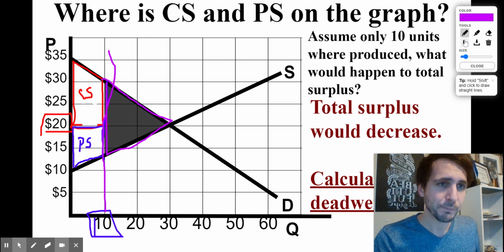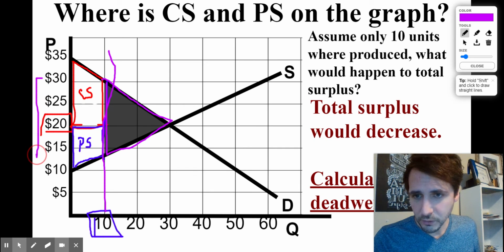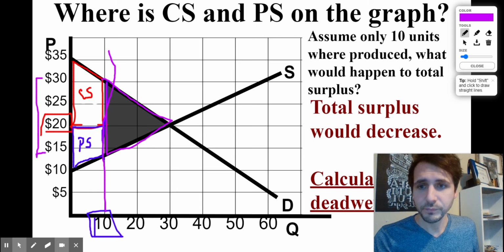That's dead weight loss. How do you calculate that? Well, you've got a base, you got a height, right? You know your base is 30 all the way down here to, let's just say that's 15. I think that's where that was supposed to cut off.